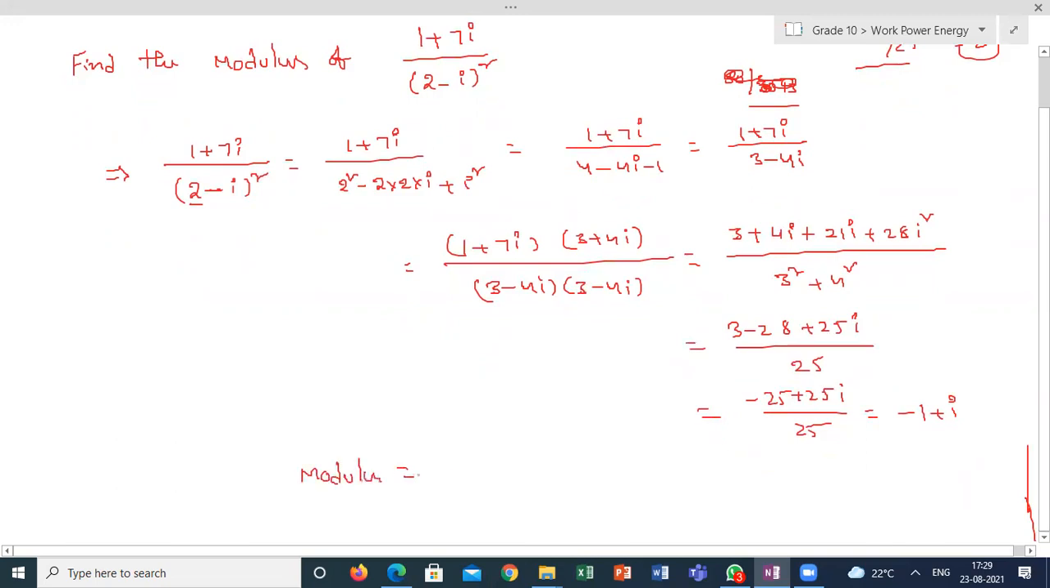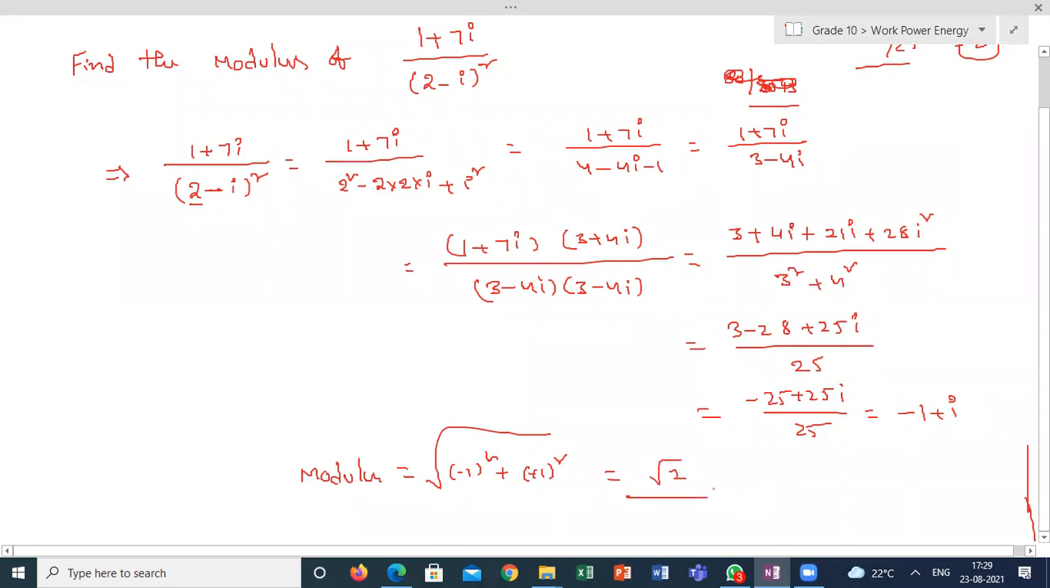So modulus is equal to the square root of minus 1 whole square plus 1 whole square, the real part squared plus the imaginary part squared. So this will be root 2.